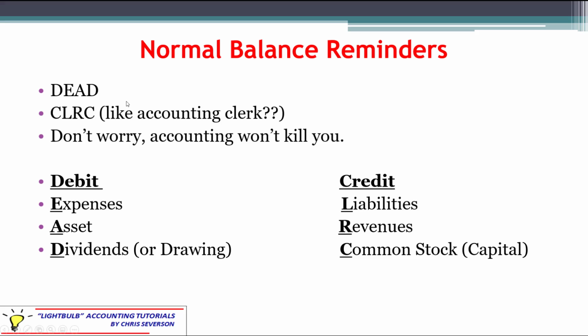So DEA D is one of the mnemonic devices for your debit accounts. And then CLRC, whether you call that clerk or Clark, whatever works best for you, that would be a mnemonic for the credit accounts. The DEAD mnemonic shows that the debit accounts include expenses, assets, and dividends. Those are our normal debit balance accounts. The credit balance accounts include liabilities, revenues, and common stock. So you know that to increase those 3 accounts, you use a credit balance. Now we'll see a little tiny reminder of those normal balances in each of the journal entries.